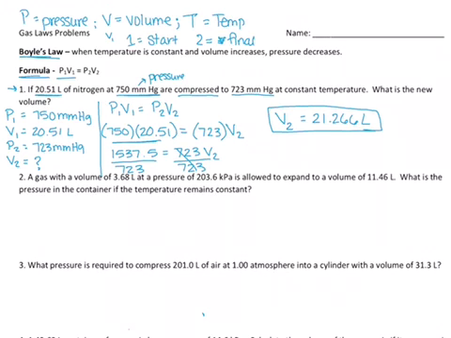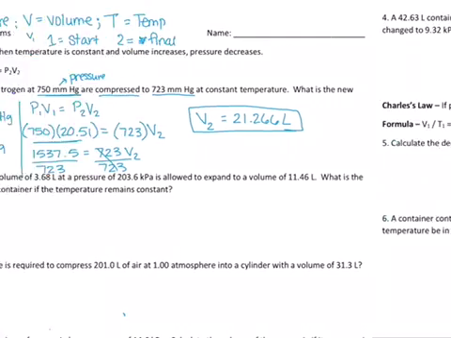The rest of the Boyle's Law problems up through question number 4 are very similar. The variable you could be solving for will change, obviously. It won't always be V2. And that just changes how you do your algebra, but they're all set up exactly this way.